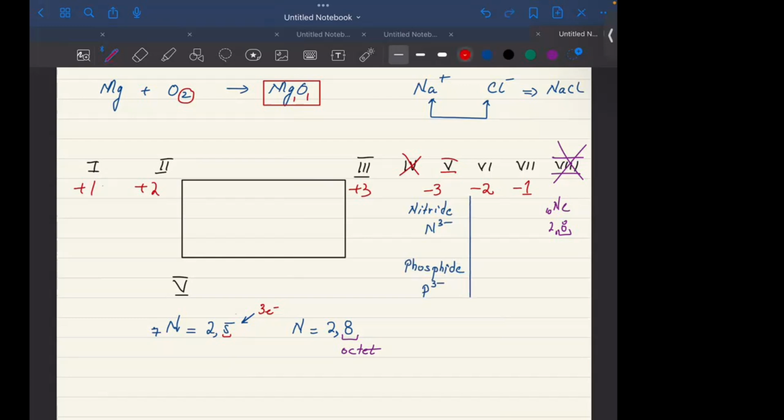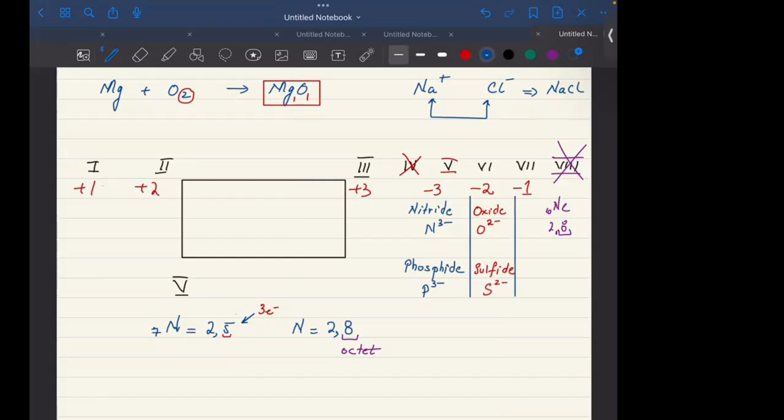Similarly, about group 6 elements, the oxygen atom gains 2 electrons and forms a charge of 2 negative, and then it will be called an oxide ion. And sulfur also gains 2 electrons to form a charge of 2 negative, and this would be called a sulfide ion.